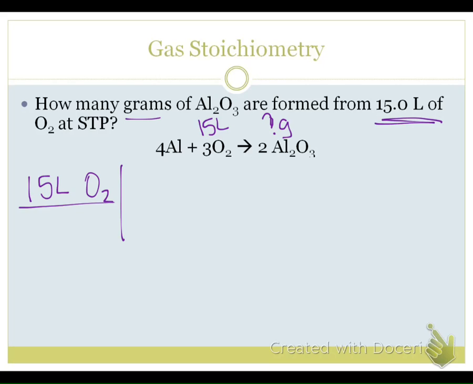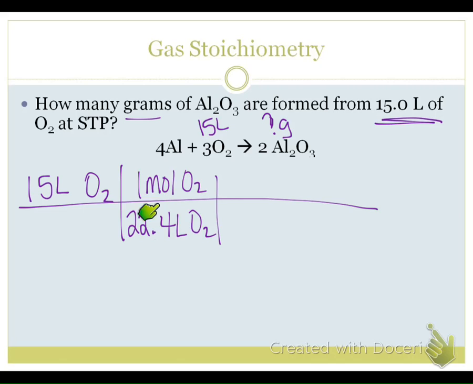So I wrote what I know. How do I get rid of liters of oxygen? Yeah, exactly. 22.4 liters is equal to 1 mole of oxygen. Does this portion of our T-chart, or this conversion factor, work for every single element and every single compound? Yes, it does. It makes no difference if it's O2, H2, H2O, CO2. It doesn't matter what type of gas we're looking at. It works for every single compound.